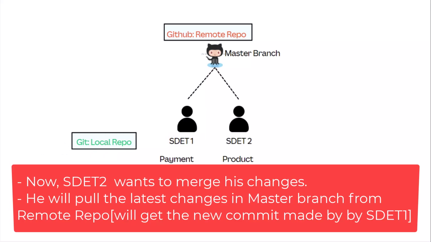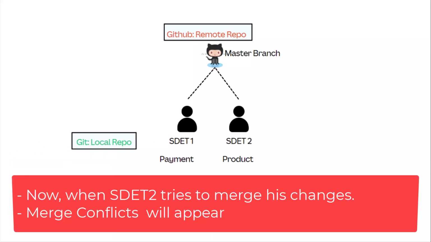And now when SDET2 tries to merge his own branch into the master branch, he will get the merge conflicts, because SDET2 has also made changes on the same file and on the same line, and Git doesn't know how to resolve it. So it leaves such cases for the users to fix.